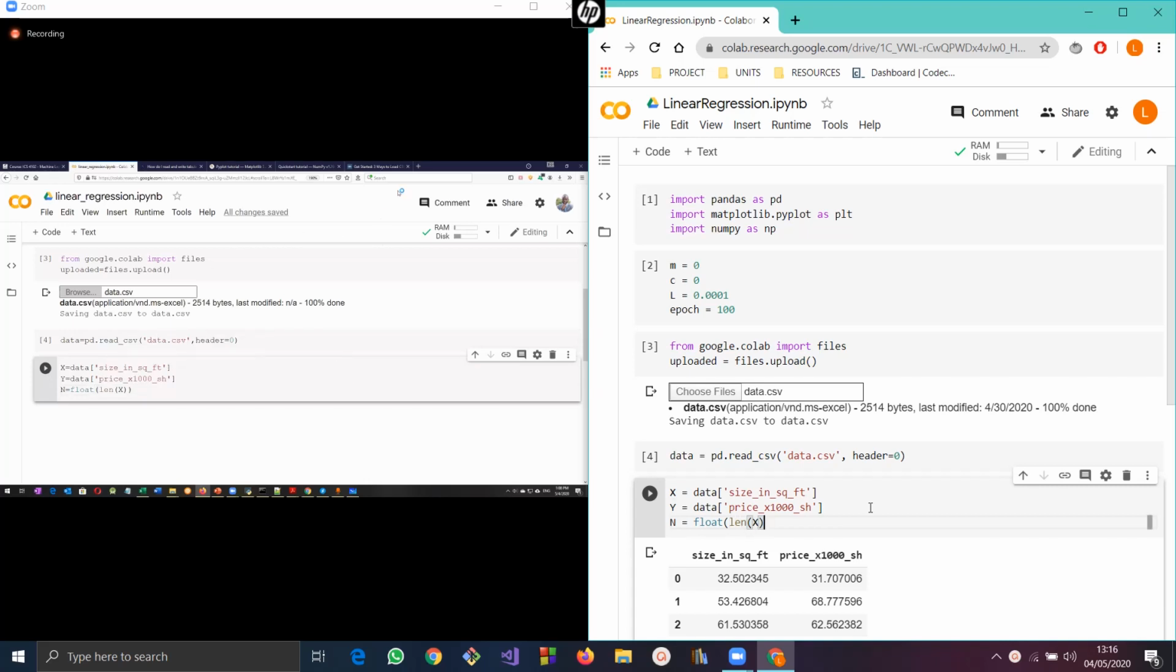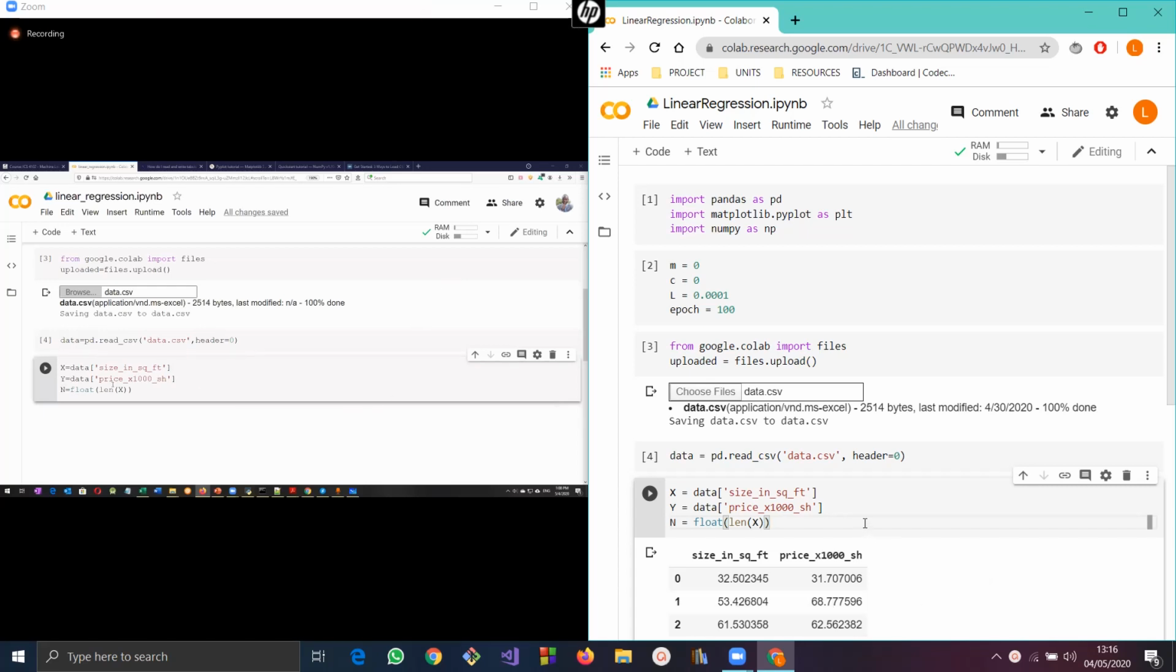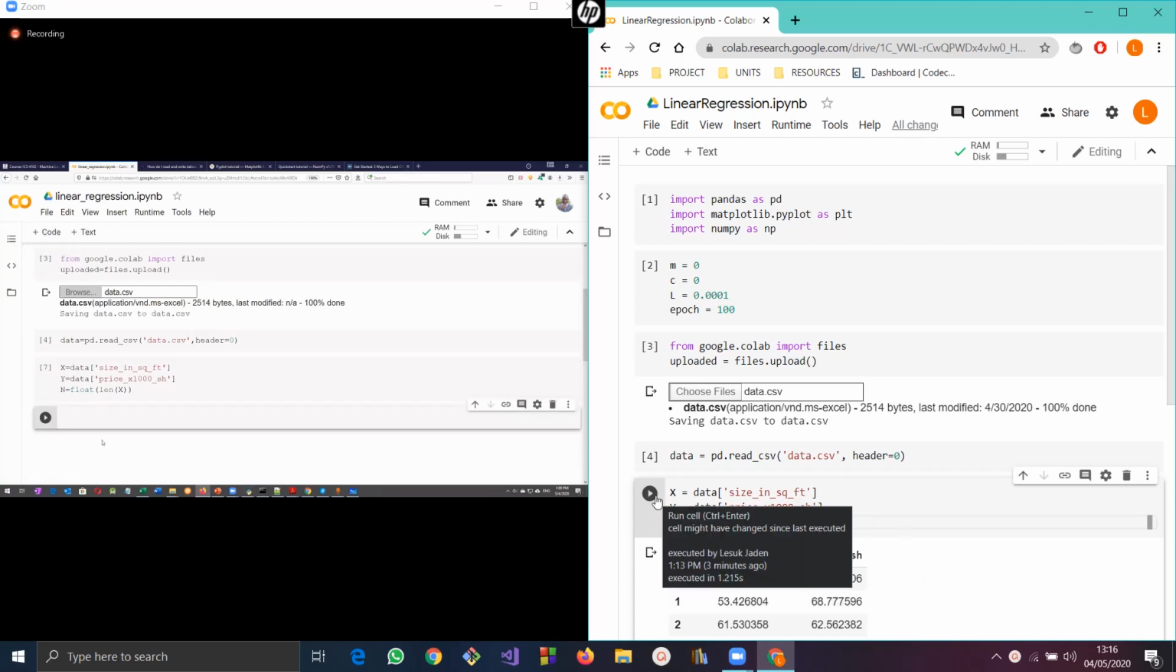So I have a question here on the chat. Okay, Control plus space prompts the autocomplete. So now we have x and our n here, which is just the length. Then now we go to the next cell. More controls there, Control and B.